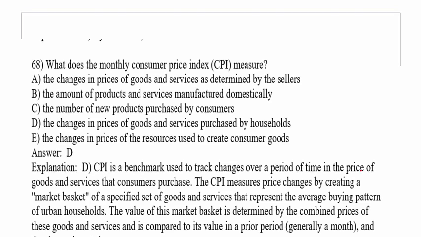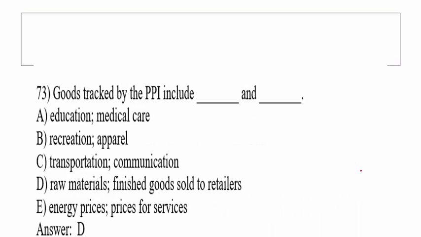What does the monthly consumer price index measure? It's the change in prices of goods and services purchased by what? By households, by consumers. That's the consumer price index. It's the cost of housing, isn't it? Food, that kind of stuff. Okay. Now you come over, and goods tracked by the PPI, the producer price index, are the raw materials and finished goods sold to retailers, right? The houses, the shirts that Nordstrom buys from the producer are going to be part of the producer price index.